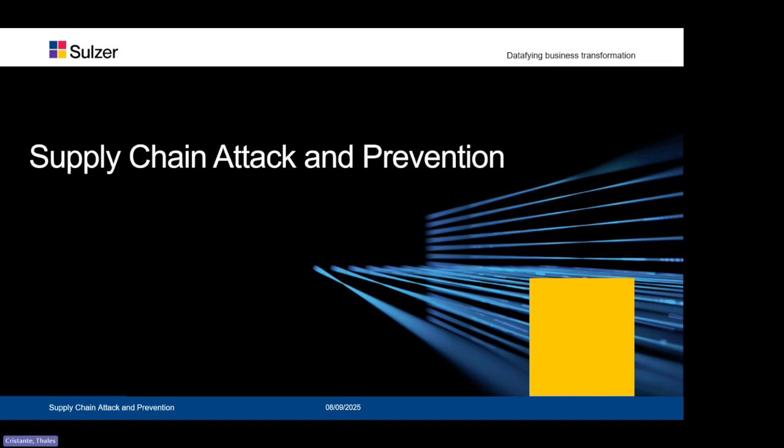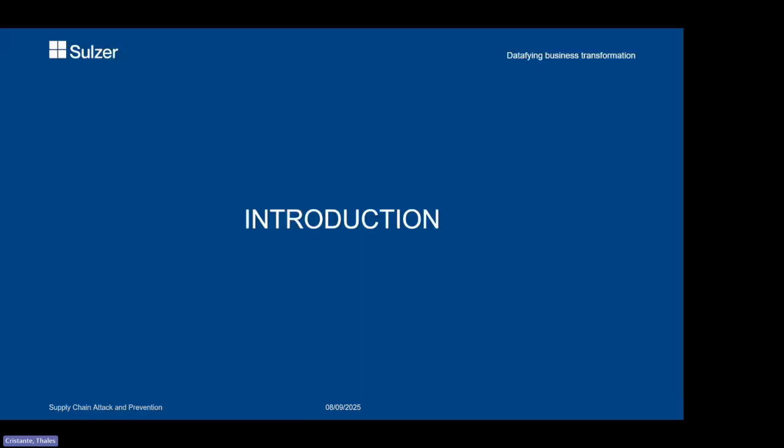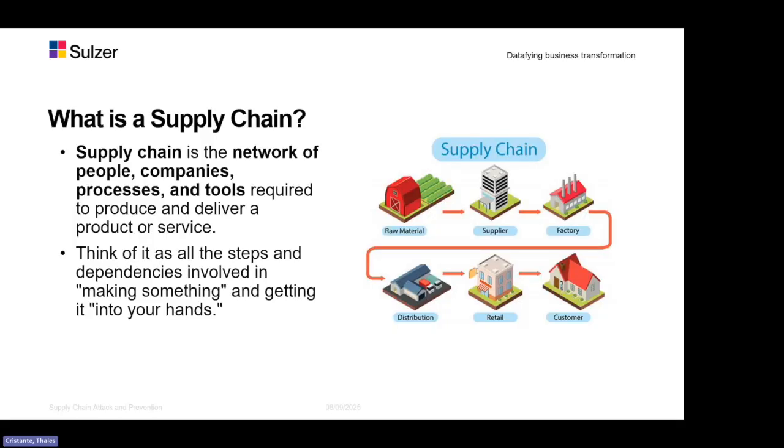You'll be starting now talking about supply chain attack and prevention. I will do the introduction. So, what is supply chain? Supply chain is the network of people, companies, processes, and tools required to produce and deliver a product. It's about all the steps that you need to do something.